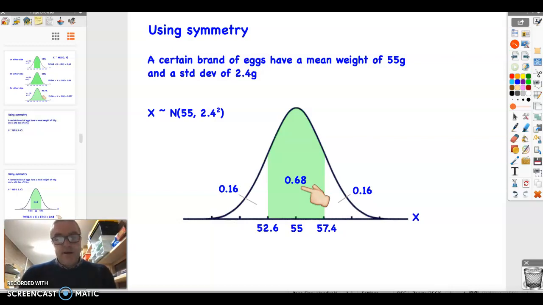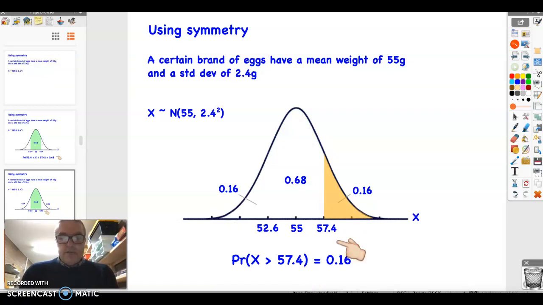And splitting that in half, we've got 16% of the eggs have a weight lower than 52.6 grams, and 16% of the eggs will have a weight that's greater than 57.4 grams. So we know that just from the symmetry of the distribution. We don't have to do any more calculations for those two facts.